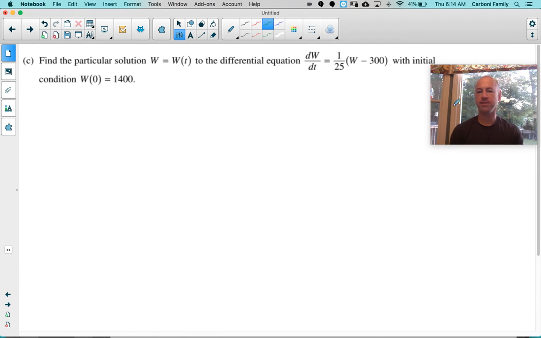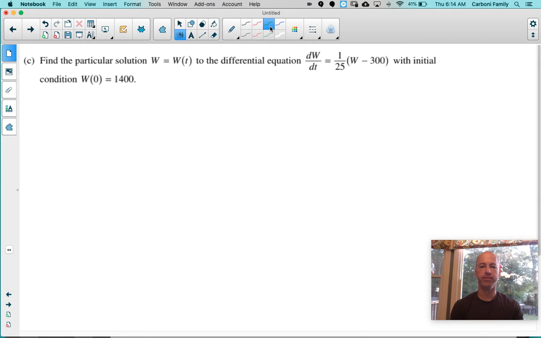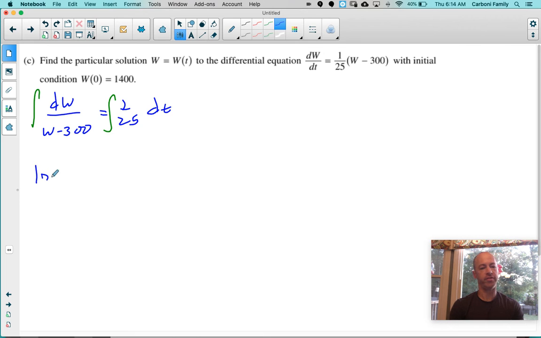And let's knock out C really quick, solving a separable differential equation with the initial condition there. And so first thing we'll do is separate the variables. So dW/dt. Whoops, I forgot to separate. It's dW. I'm going to divide by the W minus 300. I'm going to leave the 1 over 25 on the right side. So separated, do the antiderivatives. Both sides are pretty easy. For the left side, the top is the derivative of the bottom. So that's going to be the natural log of W minus 300. The right side is 1 over 25 t plus some constant.